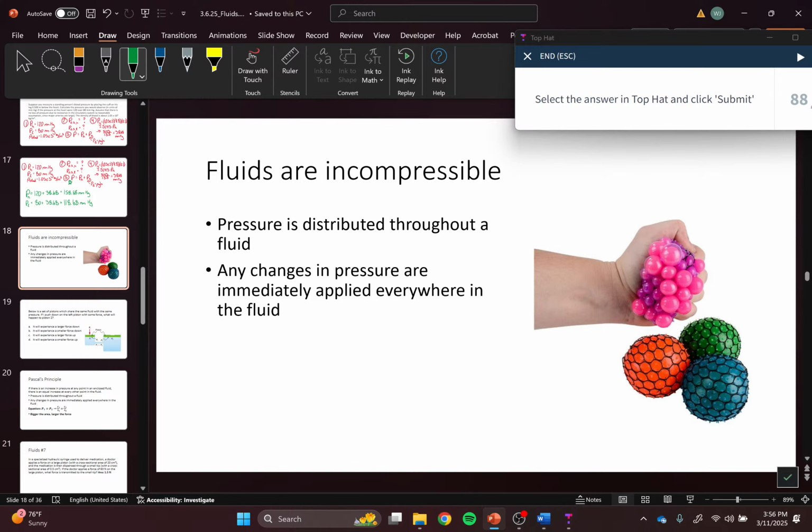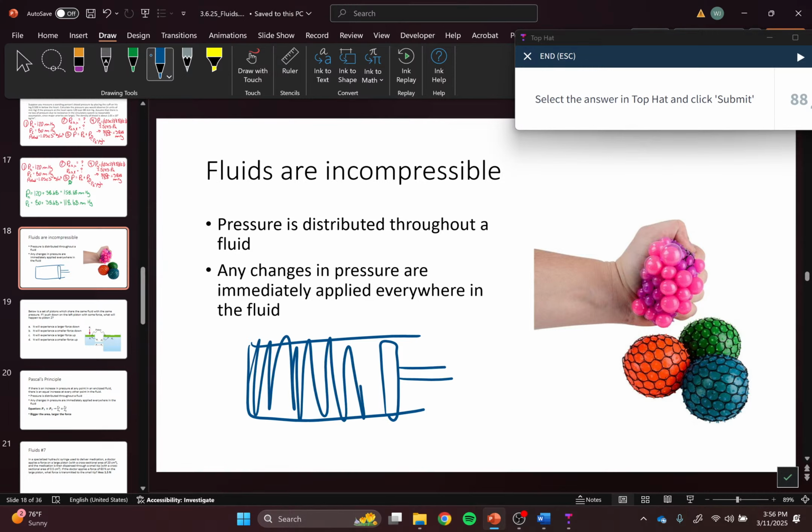Let me clarify that. If you had water in a closed container, so let's imagine a piston like this. You had some piston and you had this thing filled with water. It would be impossible for you to push that piston down. It's called incompressible, meaning not able to be compressed. And so what's really interesting about this is any change in pressure in the fluid happens everywhere in the fluid at the same time. That information travels basically instantaneously.